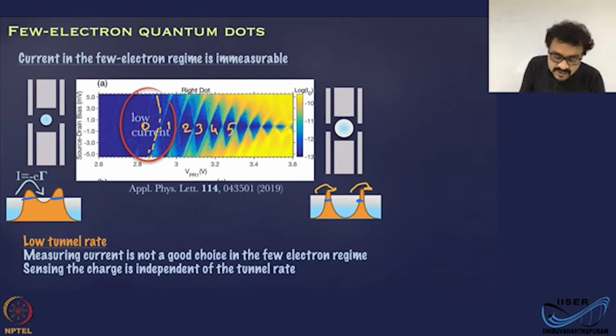You can sense the motion of the charge. If you have some kind of device where you can sense the charge rather than sensing the current... Current senses the tunnel rate, whereas the charge sensor is going to sense the charge, not the rate, whether there is a transition or not, whether the overall electron number is changing or not. That's what the charge sensor is going to sense. So what you really need, specifically in this case, is a charge sensor, not a current sensor.